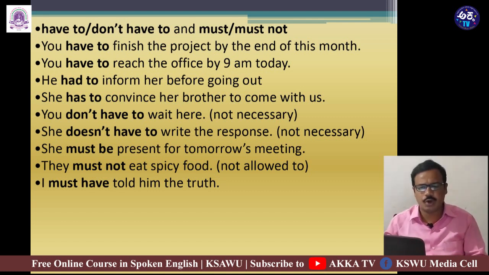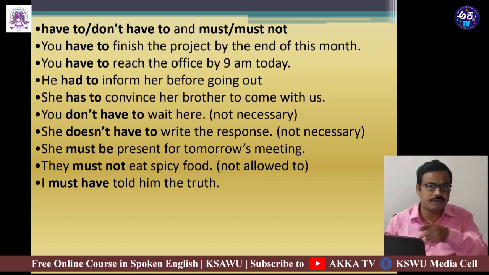You have to finish the project by the end of this month. It means it is obligatory. When you say have to, must and must not, it is obligatory on your part. You have to finish the project by the end of this month. It is compulsory. You have to finish it by the end of this month, and you have to reach the office by 9 a.m.